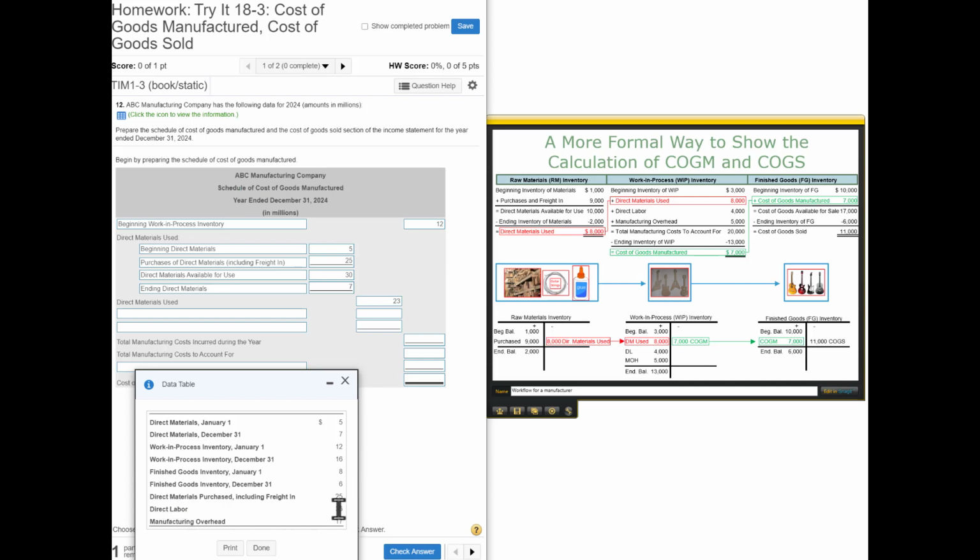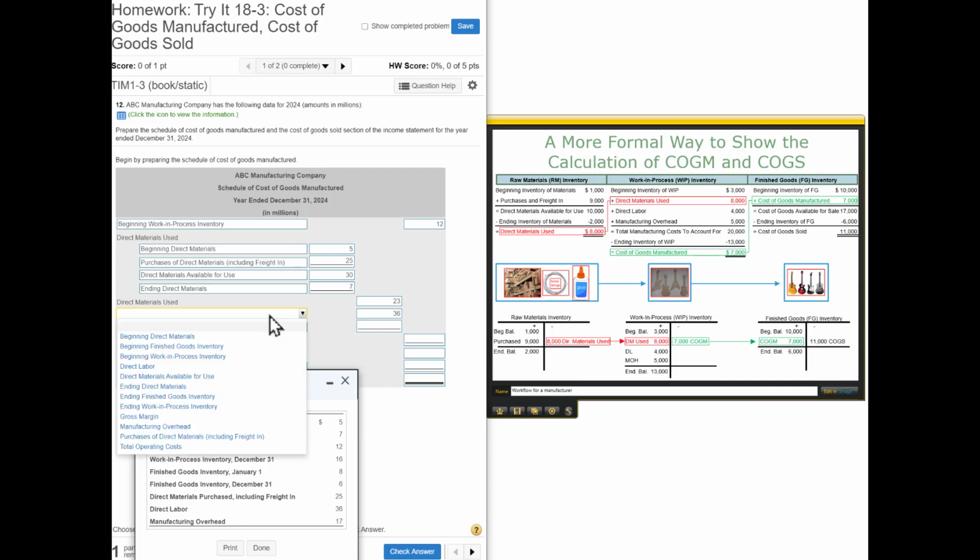Direct labor down here, we've got 36 million. So this is the cost, the wages of the people who actually work on building. What is it that we build? ABC manufacturing, that's pretty generic. Who knows what we build? So we're going to call that direct labor.